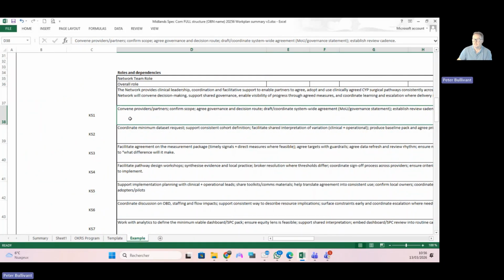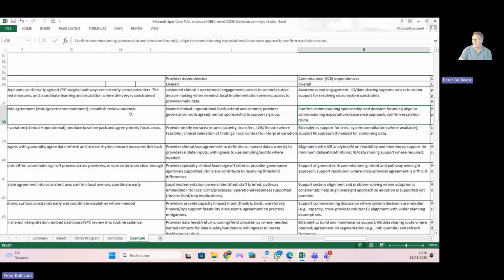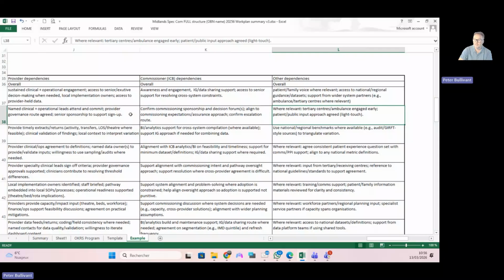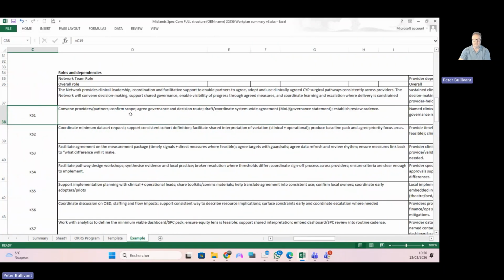So you've got an opportunity to do this as an overall, but also for those key stages that you're looking to deliver in this financial year. What is your role within that key stage? What are the provider dependencies? What do you need them to do? What do you need commissioners to do? And what do you need others to do? It's a really useful way of setting out at the beginning what you believe you need from others. That's really important when we come later on, in 6 months' time, when you say, well, we've delivered this, however this particular element is now blocked because we don't have a provider signing off something.